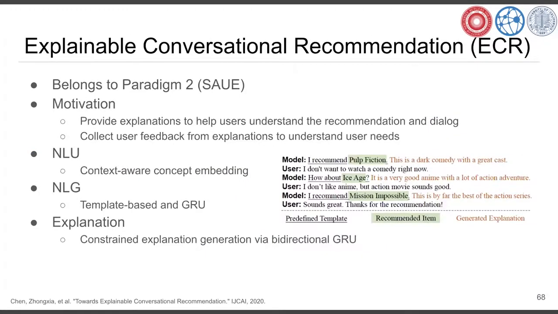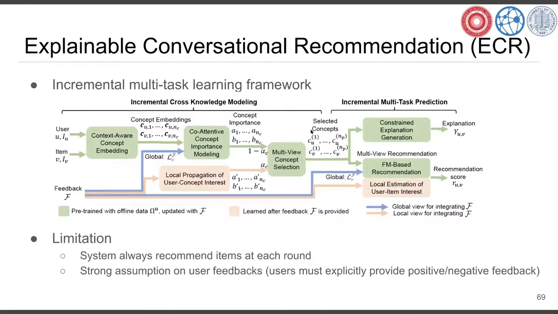And here is a state-of-the-art work that has been proposed, the explainable conversational recommendations. The motivation behind it is to provide explanations so that we help the users understand the recommendations shown to them through the dialogue. And on the other hand, it will collect user feedbacks from the explanations so as to better understand the user preference. And in each round, it will provide generations from a template-based format. And it also provides human-readable explanations by constrained generation through a bidirectional GRU. Such constraint comes from the multi-view concept selection from the user feedbacks.